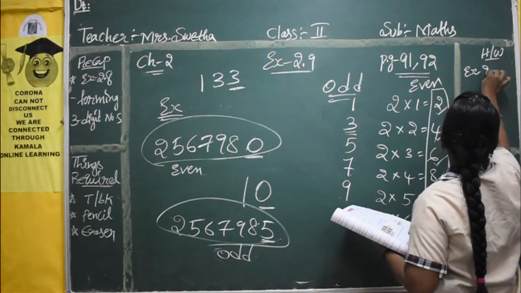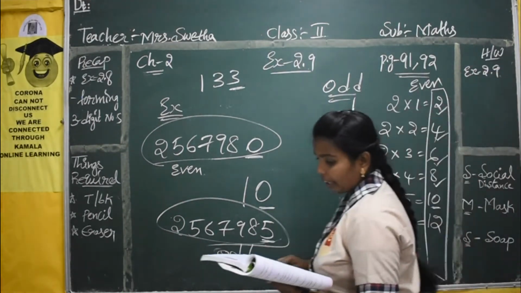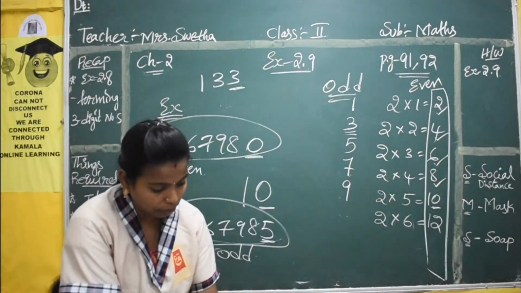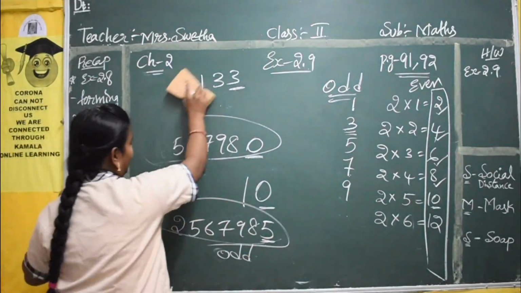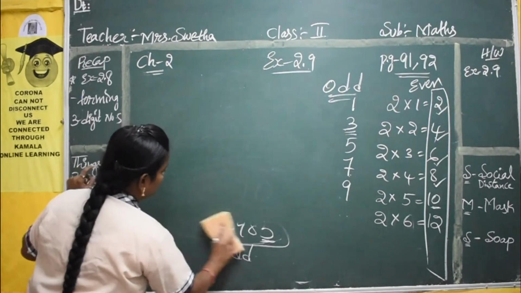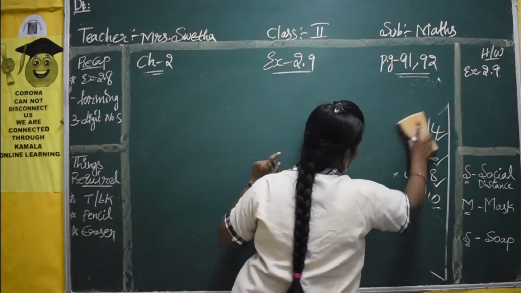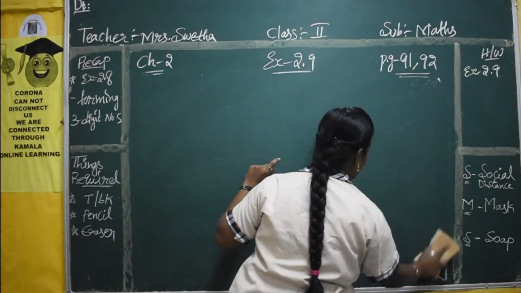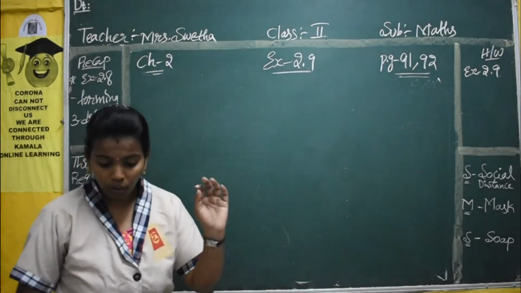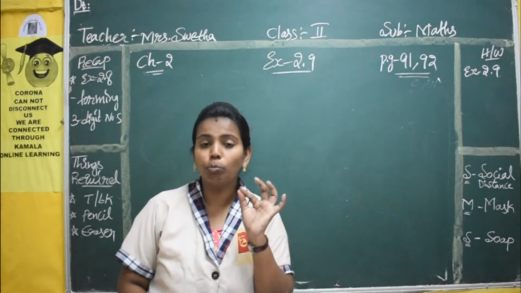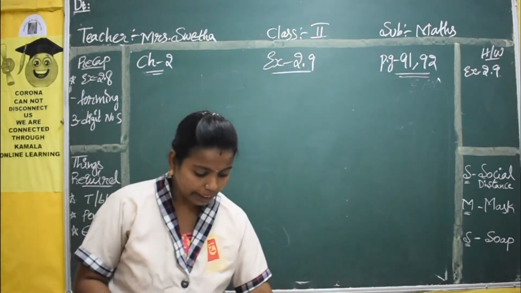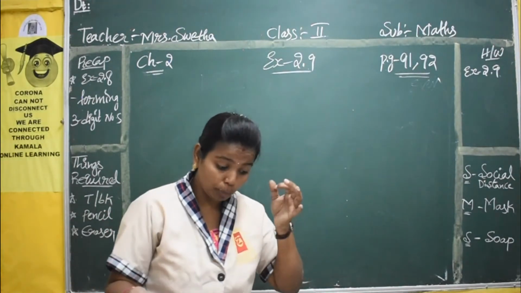Exercise number 2.9. Only one bit, that one you have to do. After this we will do review time. Review time means what, children? Review time means it is like a revision. Whatever you have done in your complete chapter, here they will give you like a revision, like a small test. So here I am not going to explain many problems.